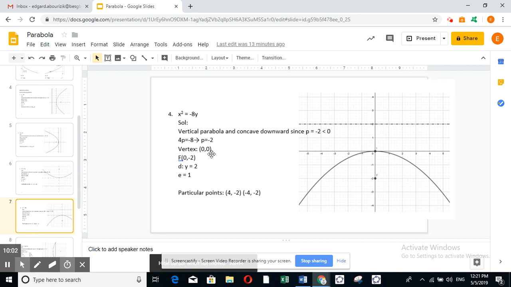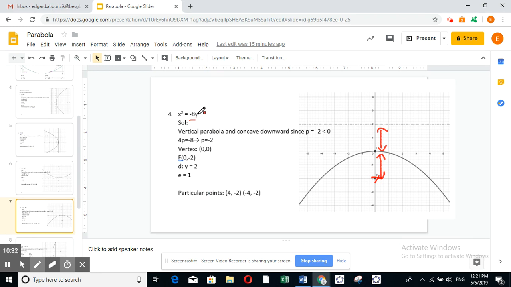One more example. x square, also it is vertical. Since here it's negative, it concaves towards down. Certainly here the center is (0, 0). 4p is minus 8, so p is minus 2. So I take for the focus inside, minus 2, and here 2. So the focus will be (0, minus 2) and the directrix y equal 2. Eccentricity is 1.